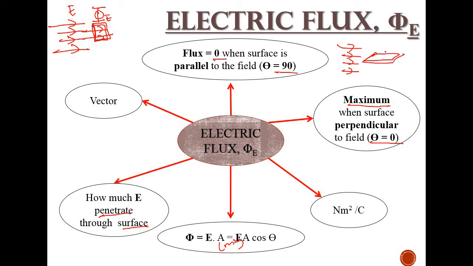Let's say we have a surface like this. The surface is at 90 degrees like this, because this is the normal line. You can see that the angle between the E and the surface is 90 degrees. When this happens, no electric field will penetrate the surface. So in this example, the electric flux will be zero when theta is 90 degrees.